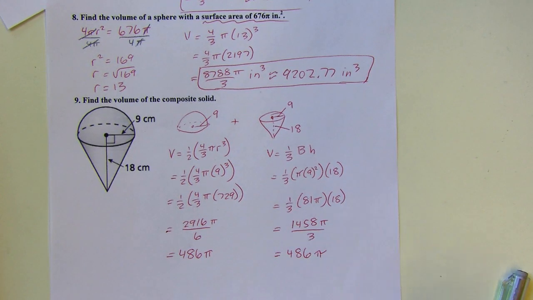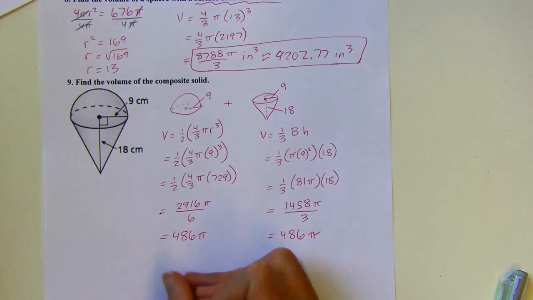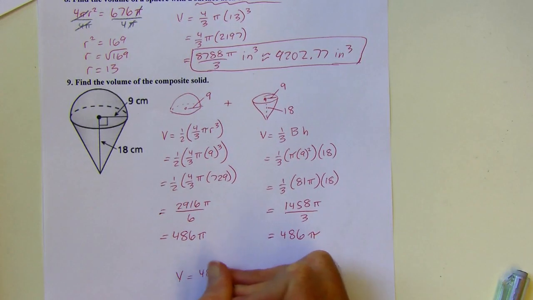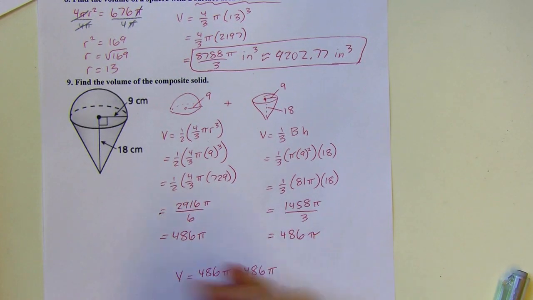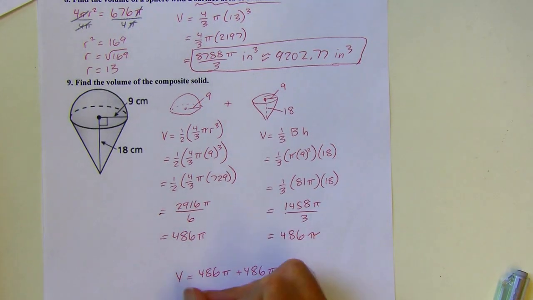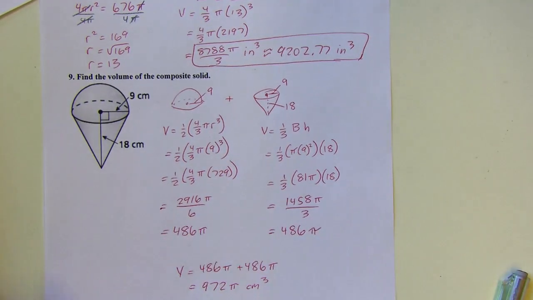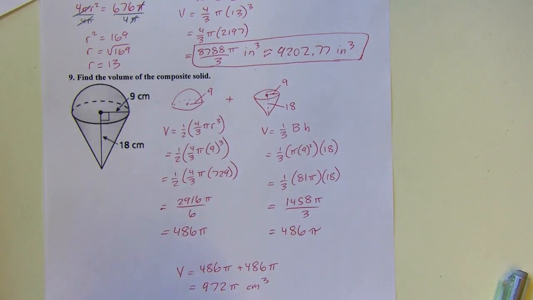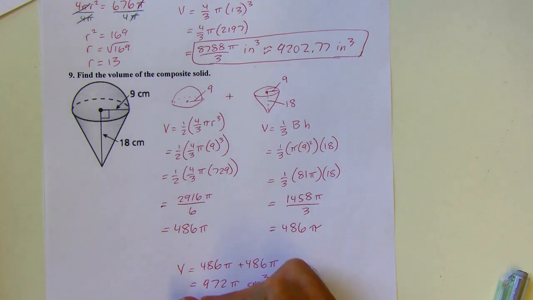Okay, so I got the same thing on both sides. So find the volume of the whole thing. We're going to add those two together. That gives me 972 pi. And my units here would be cubic centimeters. And that comes out to 3,053.63.